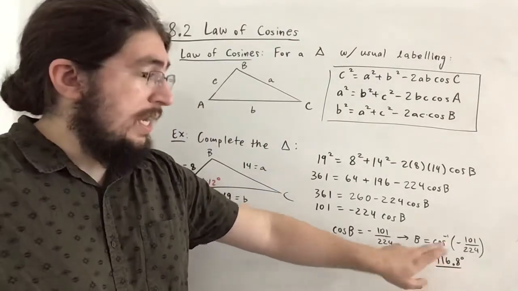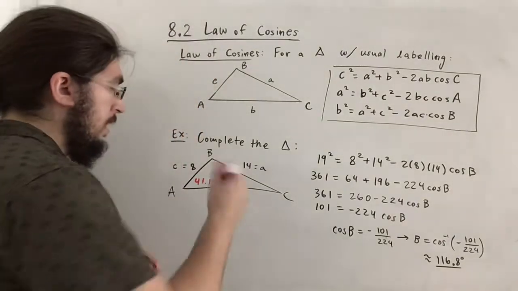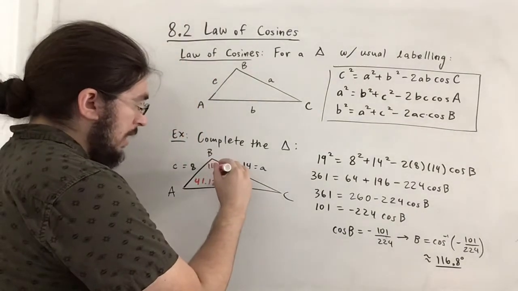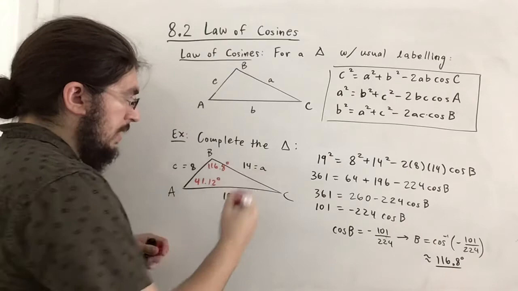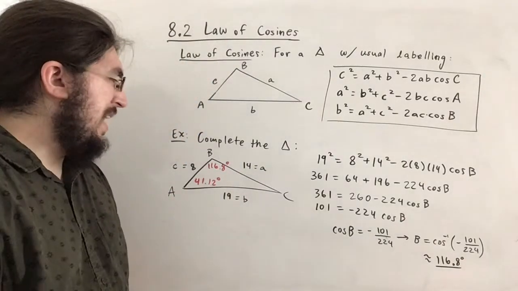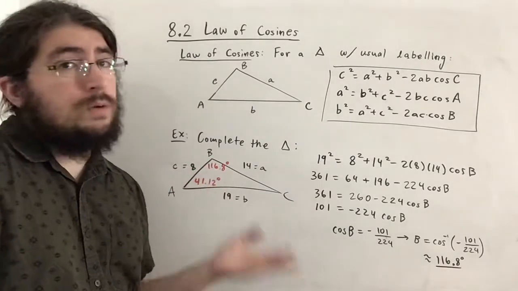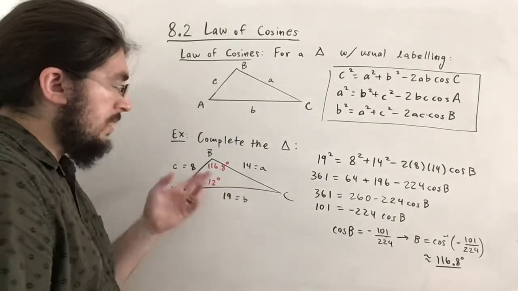And using cosine inverse, we get 116.8, which I'll write over here in red. And that's just kind of like what we expected, because it looks like it's obtuse, of course, assuming this is to scale. And really, that's all we need, because once we have two angles, we're done. We can just find the third one by subtracting.